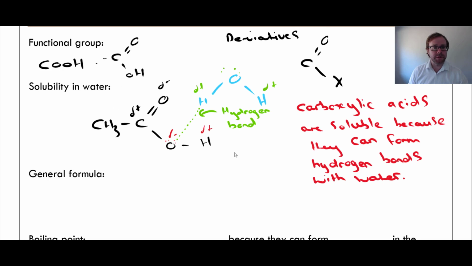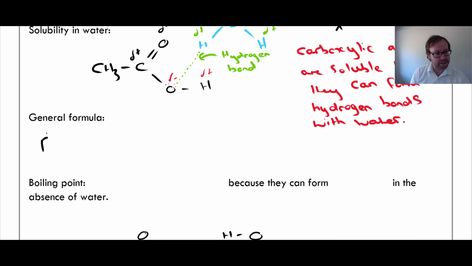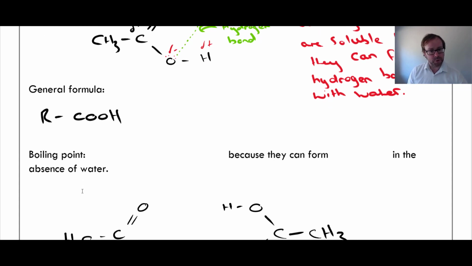Okay, and I'm sure you've drawn something like this. So here's my water molecule. Don't forget to put the dipoles on, delta positive and delta negative, and your lone pairs. Make sure that your hydrogen bond comes from the lone pair of an oxygen to a hydrogen atom. Okay, moving on. So our general formula for a carboxylic acid is RCOOH, where R is an unknown alkyl chain, so carbon and hydrogen.